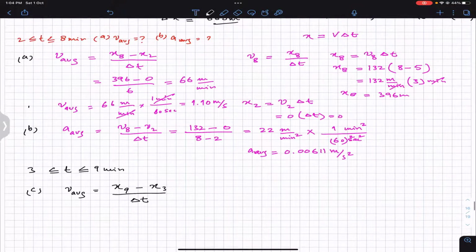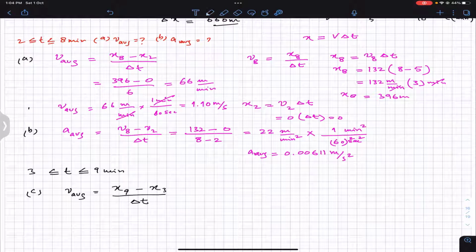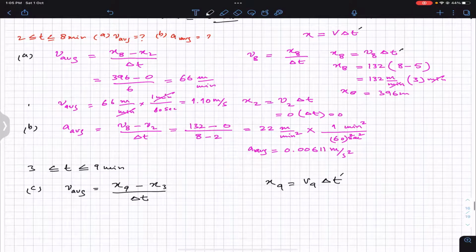Now again using this same equation, we need to find the position of the man at t equals 9 minutes. So x9 is equal to v9 into delta t. And let's say that this is delta t dash, since this delta t is different from this delta t. This delta t dash always represents the interval from which the man starts his motion. So I will put dash here as well. This is delta t dash.